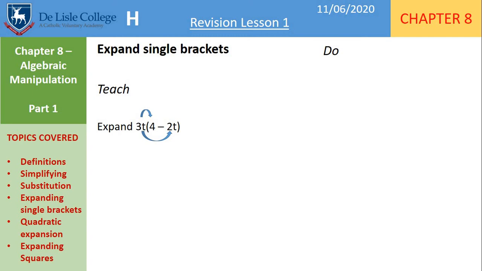Remember, when we're doing this, we need to attach the symbol that's in front of this term to it, so that the negative is part of that 2t. So we're going to have 12t from 3t multiplied by 4, and then 3t multiplied by negative 2t will give us negative 6t squared. So we have 12t take away 6t squared.